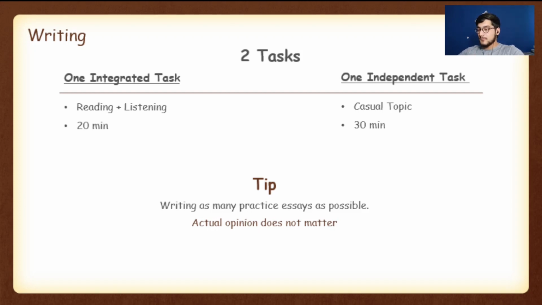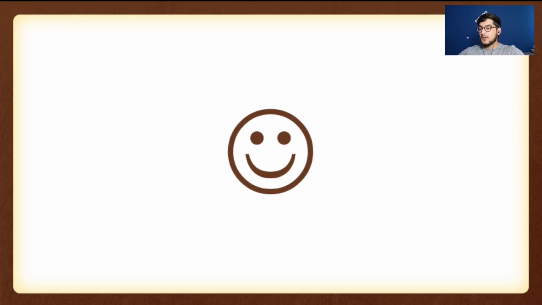Think about that. So this was the general introduction about the four sections of the TOEFL test. If you have any questions or comments, you can write them below, and I will make sure to answer all your questions. And in later videos, we are going to talk about each individual question style and skills with their templates, frameworks, and techniques.